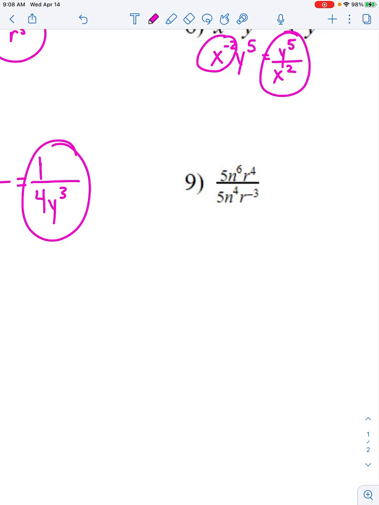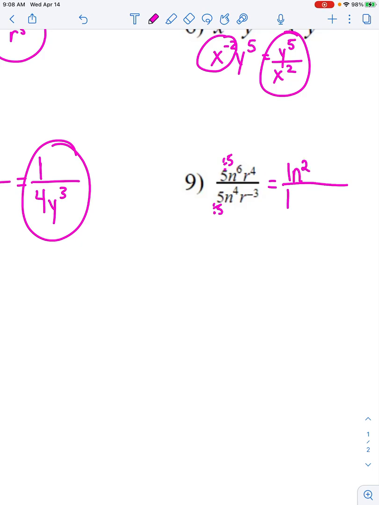So first, let's reduce our coefficients. 5 over 5, both of those are divisible by 5. 5 divided by 5 is 1. 5 divided by 5 is 1. Now let's look at our n's. I have 6 n's on top, 4 on bottom. Where do I have more? On the top. How many more? 6 minus 4 is 2.